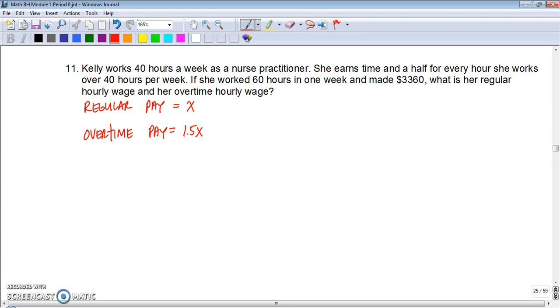And 40 hours a week at the regular, and she worked 60. So that would mean we have 40 hours at the standard rate, X, plus 20 hours, that gets us to our 60, at the overtime rate, equals 3,360. We'll solve that.